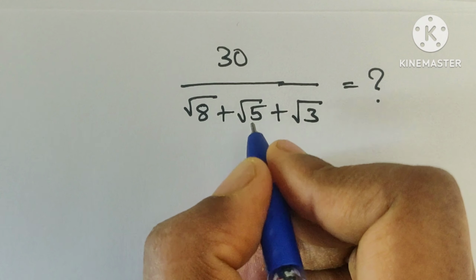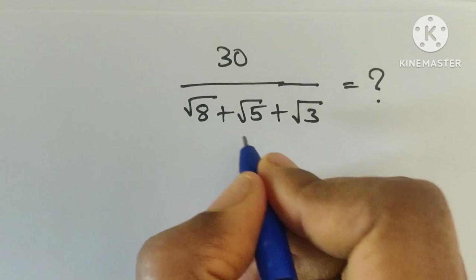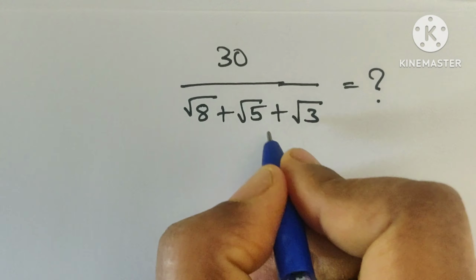Here we have one problem, that is 30 divided by square root of 8 plus square root of 5 plus square root of 3. So how do we solve this problem? Let's see. Solution. So the question is 30 divided by square root of 8 plus square root of 5 plus square root of 3.